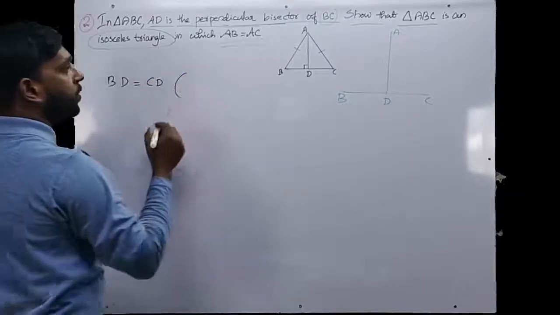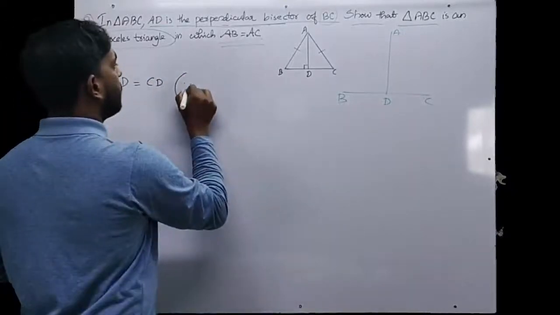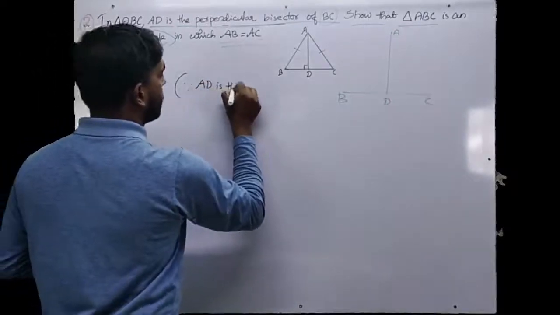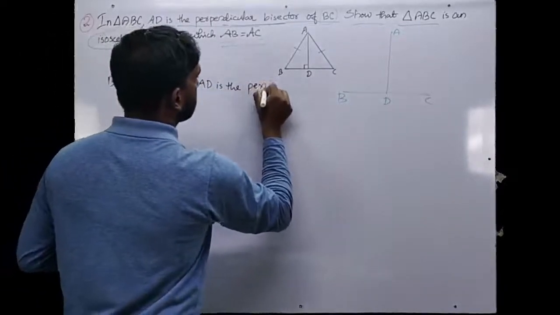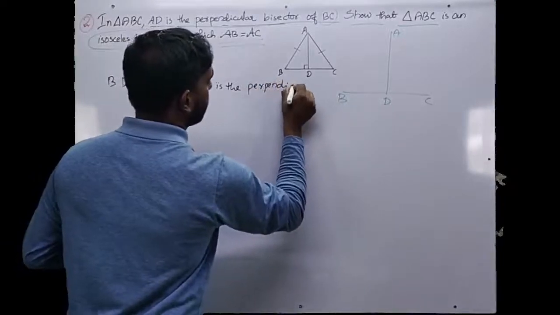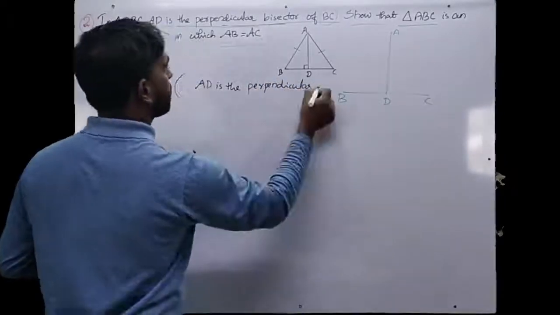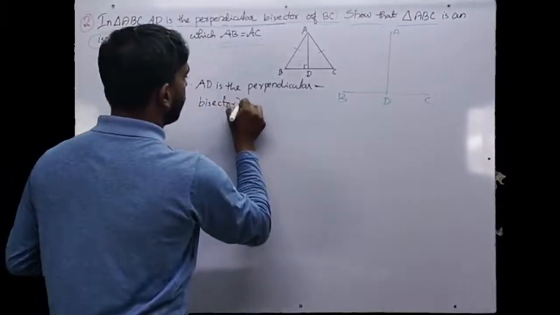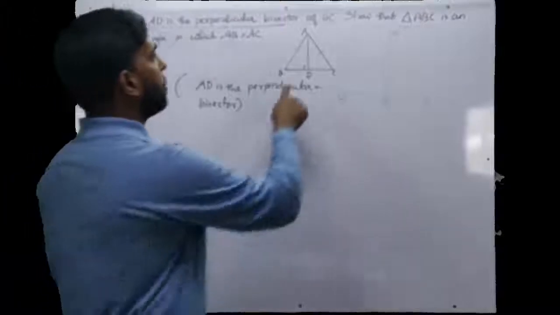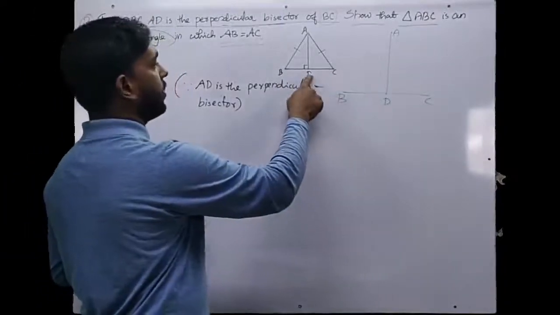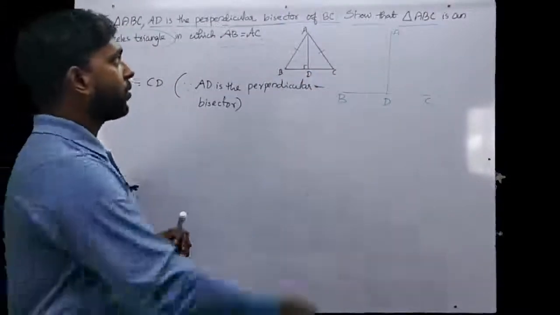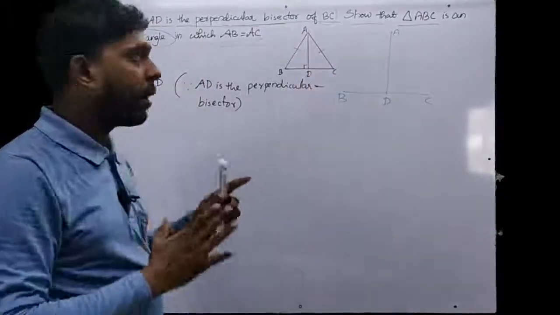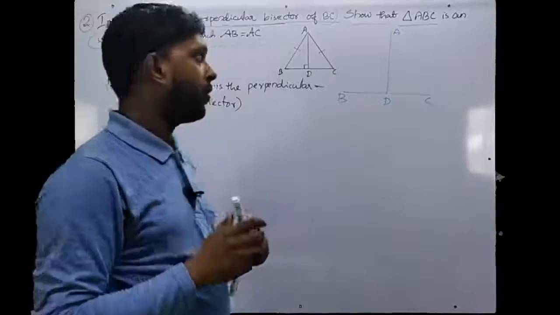Why? The reason is, since AD is the perpendicular bisector. So we have written that BD is equal to CD. Why is it so? Because the line bisector AD is dividing the line BC into two equal parts.